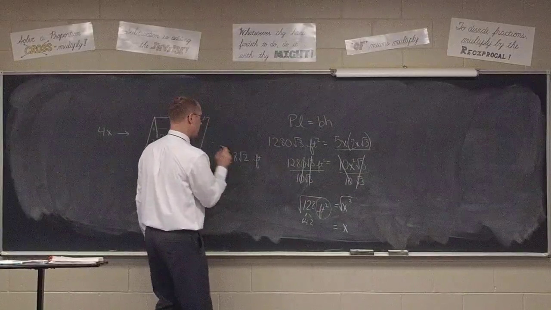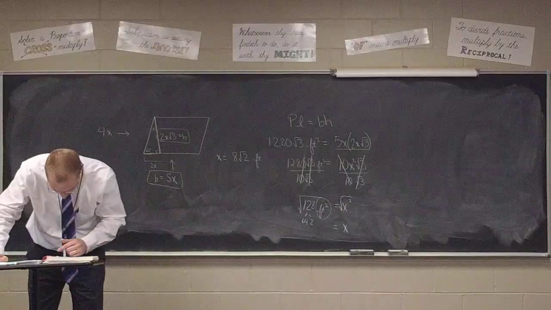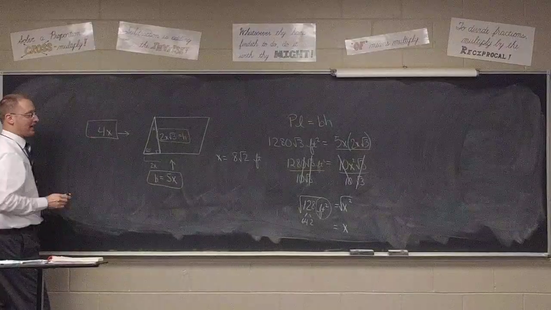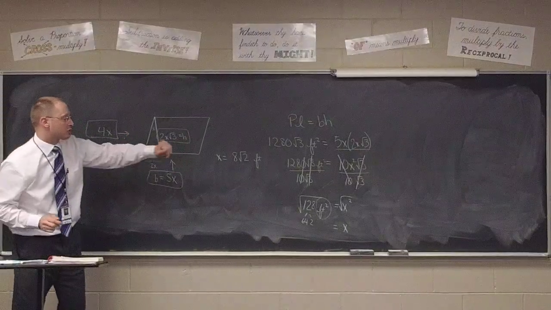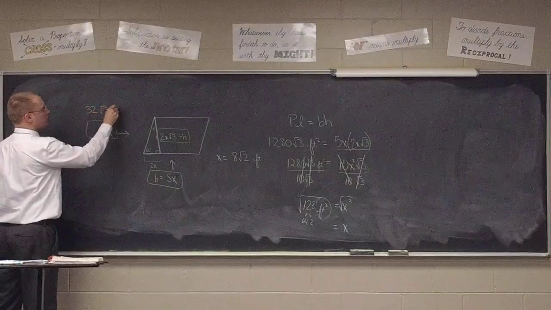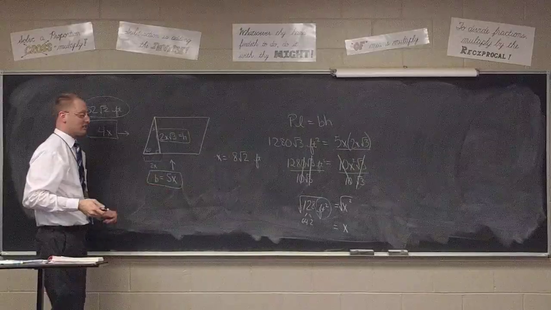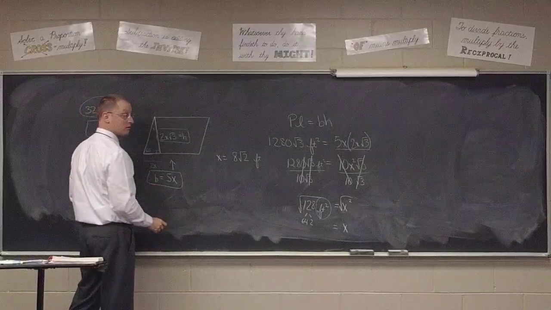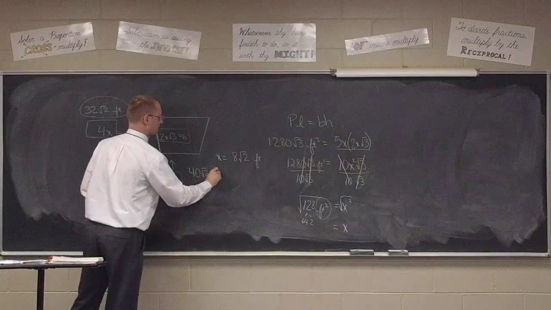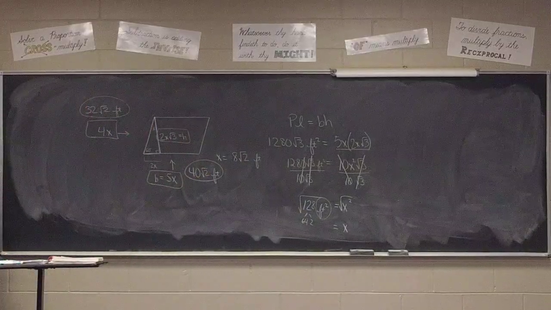And that's my x. Now, that's not what they asked. They didn't say solve for x. They said find the sides. Well, one side is 4x. So if x is 8 times the square root of 2 feet, class, 32 times the square root of 2 feet. And if the other side is 5x, 40 times the square root of 2 feet. And there we go. Questions on this?